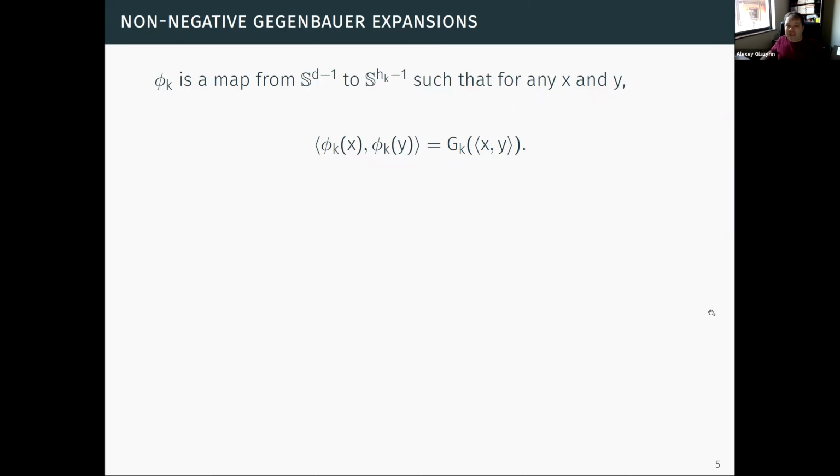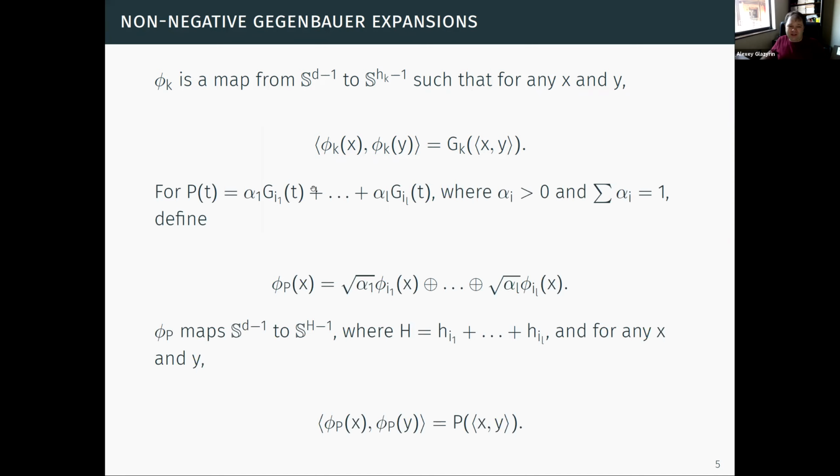Well, we can actually extend it to all non-negative Gegenbauer expansions. That's fairly clear how to do that. Let's write it down anyway. If you have a polynomial that is a positive combination of certain Gegenbauers, where the coefficients are going to be positive and sum to 1, so that we can ensure that p of 1 is equal to 1, then it's still a mapping to the sphere.